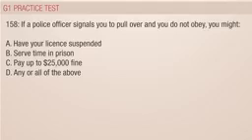Question 158. If a police officer signals you to pull over and you do not obey, you might: A. Have your license suspended. B. Serve time in prison. C. Pay up to a $25,000 fine. D. Any or all of the above.